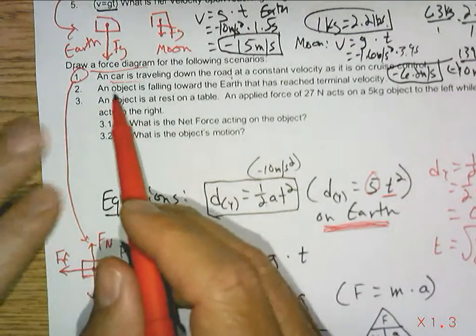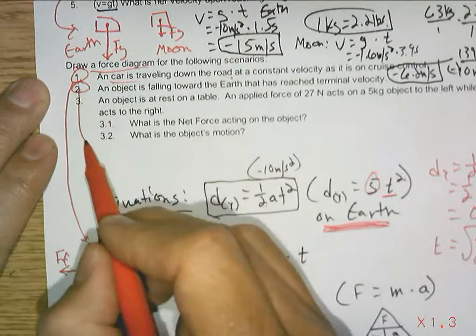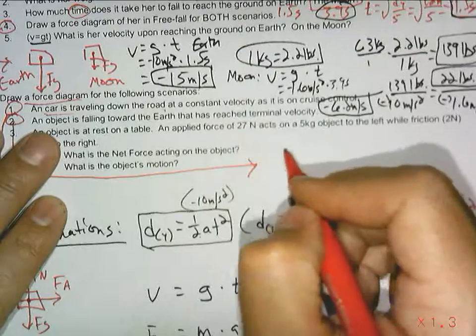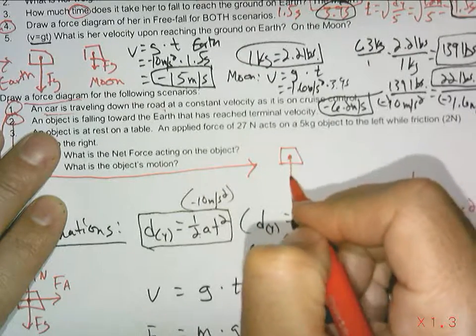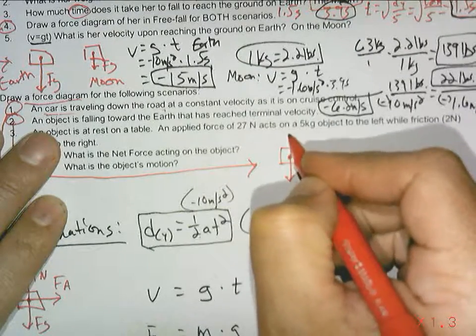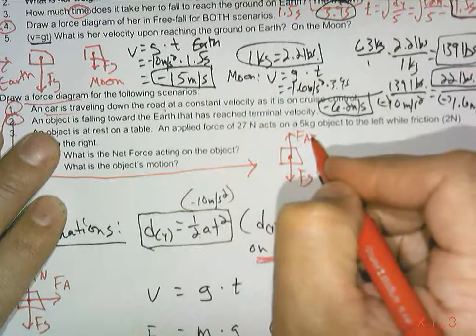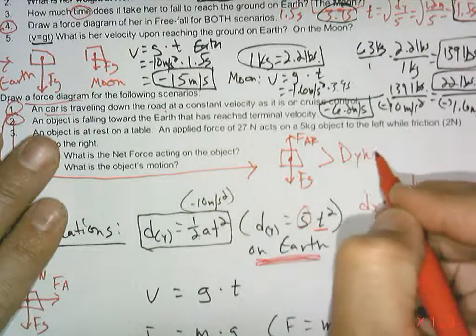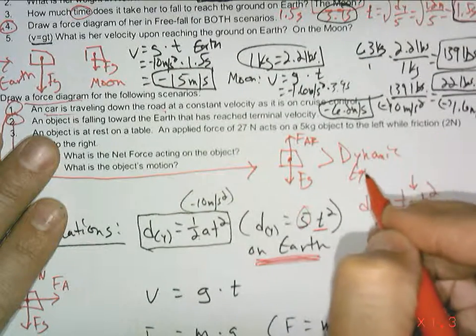So number 2, an object falling toward the Earth. We should be getting pretty good at force diagrams, so let's do this one. The object falling toward the Earth has reached terminal velocity. I know that F of g is down. I know that F of air resistance is going to be equal magnitude in the opposite direction. So that is balanced, but we call this dynamic equilibrium.